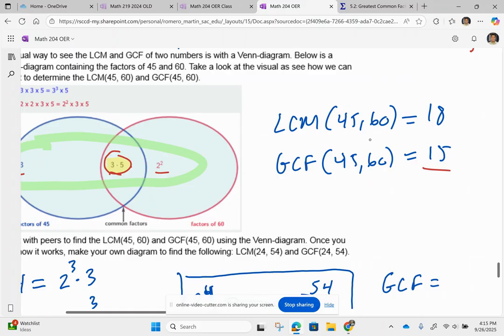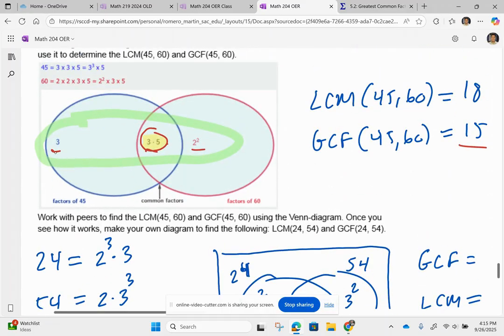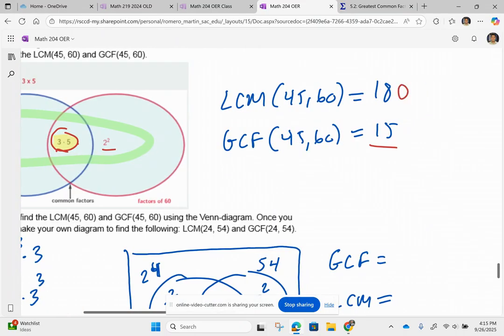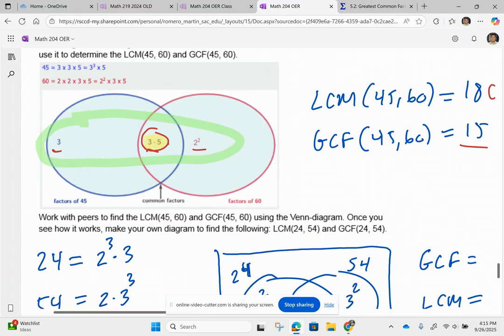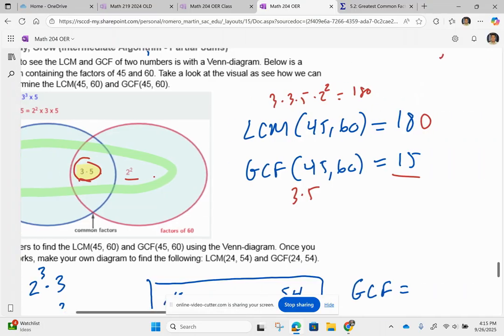That doesn't seem right. 180. It should be 180, not 118. So let's do the math. 3 times 15 is 45. 45 times 4. And so this should be 180 because 45 times 4. So in that case up here, this one would be 3 times 5. And here would be 3 times 3 times 5 times 2 squared. And there's your 180 because that's 45 times 4. Yeah, so that's how you would find it.